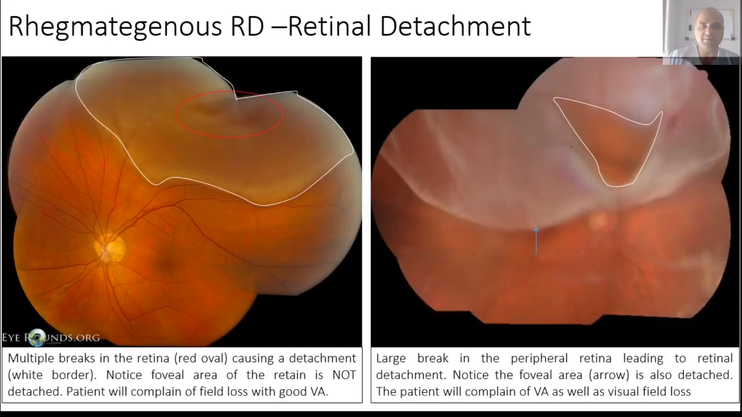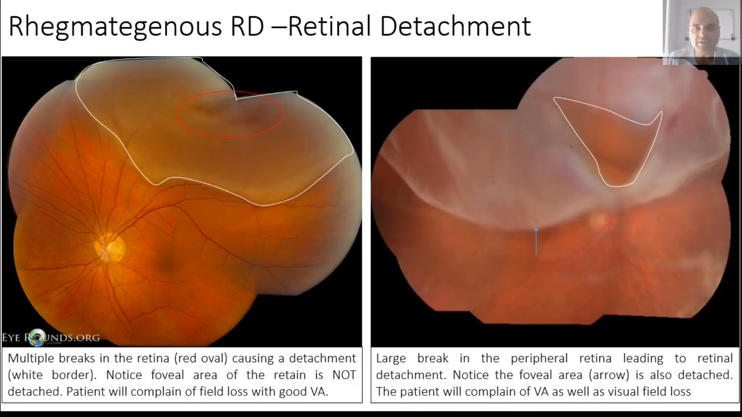So these are pictures of retinal detachment. We have seen the one on the left before when we were talking about eye trauma. And these are two retinal breaks leading to a localized retinal detachment, a superior retinal detachment, and you see that the fovea is still attached. So this patient would complain of a visual field loss, an inferior field loss, because this is a superior detachment, but the visual acuity would be well preserved. He would have good visual acuity.